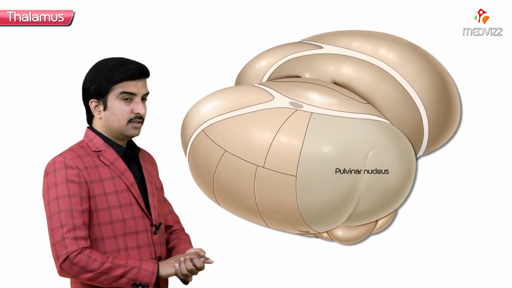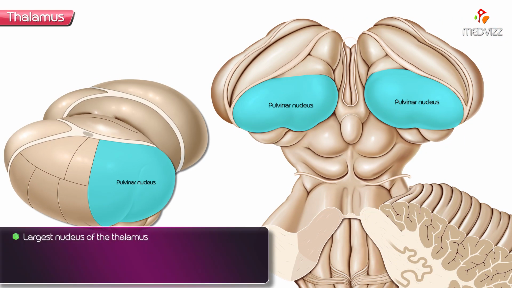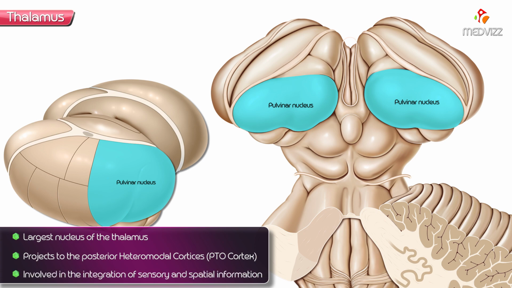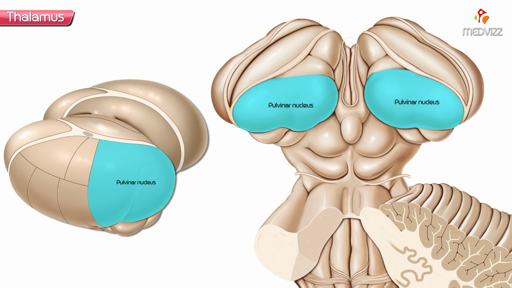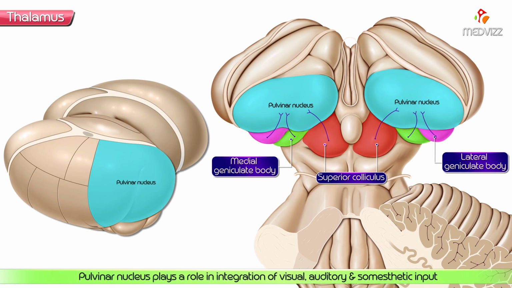And next is called the pulvinar nucleus. The pulvinar nucleus is the largest nucleus of the thalamus, and it projects to the posterior heteromodal cortices called the PTO cortex, and it is involved in the integration of sensory and spatial information. It mainly receives input from the lateral and medial geniculate bodies as well as the superior colliculus. So this one plays a crucial role in the integration of visual, auditory as well as somesthetic inputs.